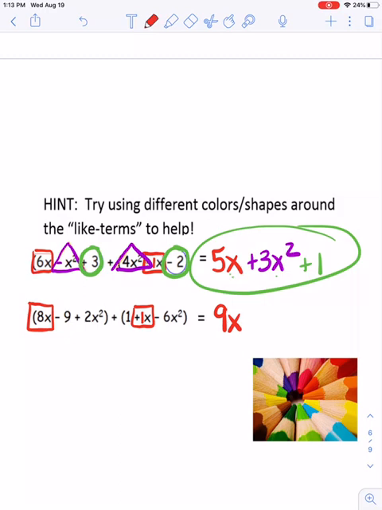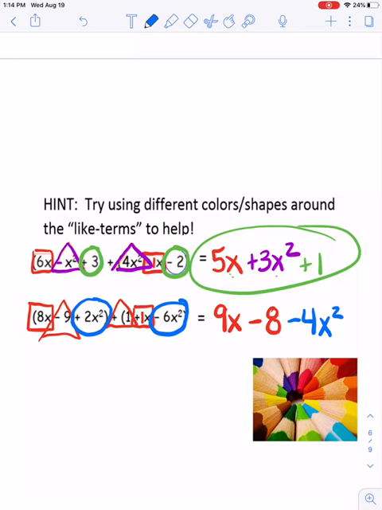Next, if I'm just going in order, I see a negative 9, a constant. Do I see any other numbers that are just a constant? Yes, right here, a positive 1. So negative 9 plus 1 would give me a negative 8. Then finally, it looks like I have a positive 2x squared. Do I see anything else with an x squared? I do, this negative 6x squared. So 2x squared minus 6x squared is a negative 4x squared.